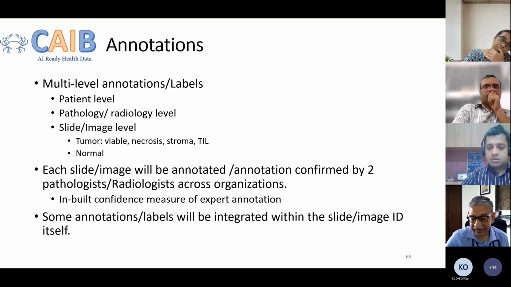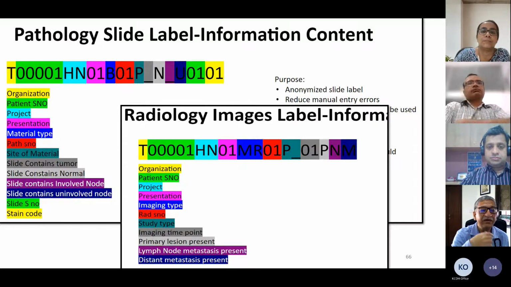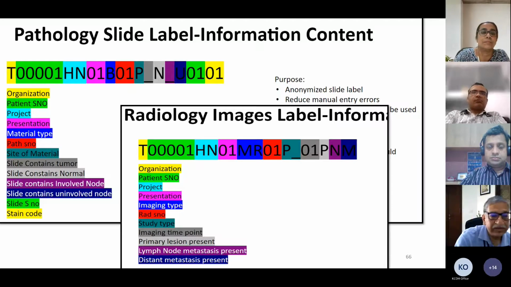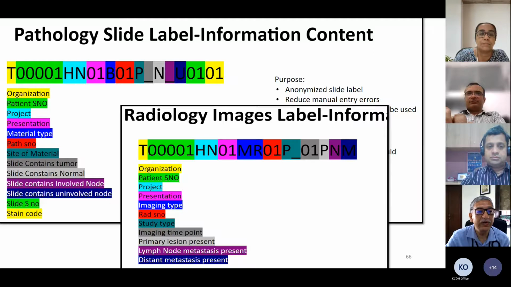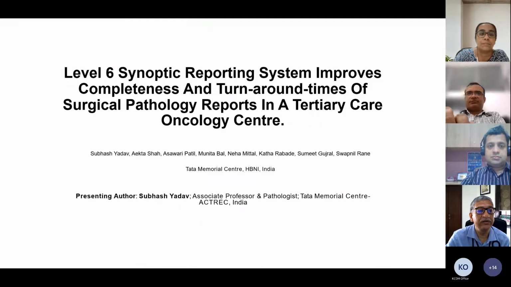There is a detailed multi-level annotation, including cross-checking by at least two pathologists and radiologists in each case. And this is the kind of annotation that will be available. So I'm showing you this because this data bank will take some doing to build. It is being built even as we speak now, and hopefully this will be a resource for everyone to utilize in the future.